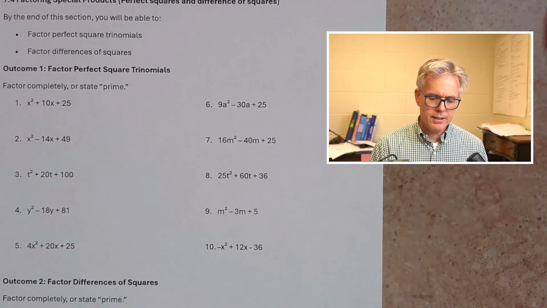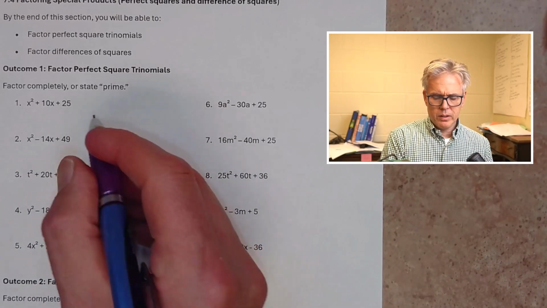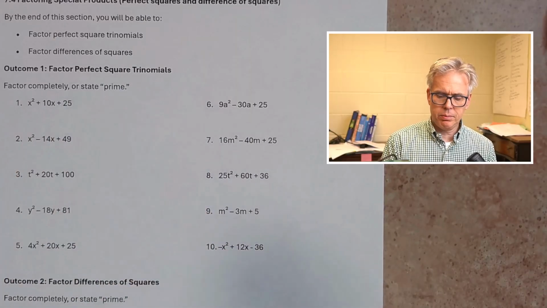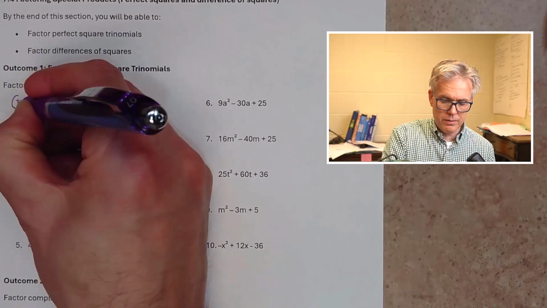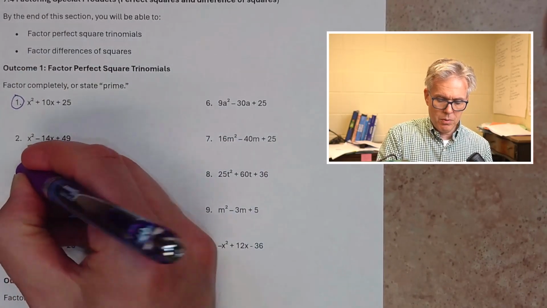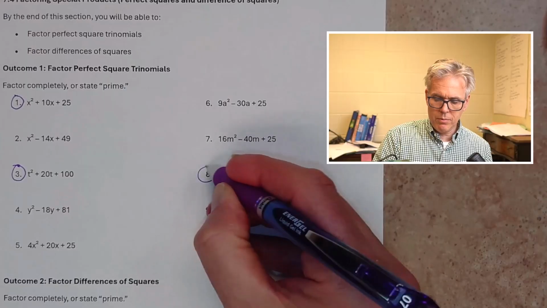All right, factoring special products and perfect squares, difference of squares. Let's factor completely, and if we can't, we're going to state prime if it doesn't factor. So let's do the first couple here. How about number 1, number 3? Oh, how about number 8?